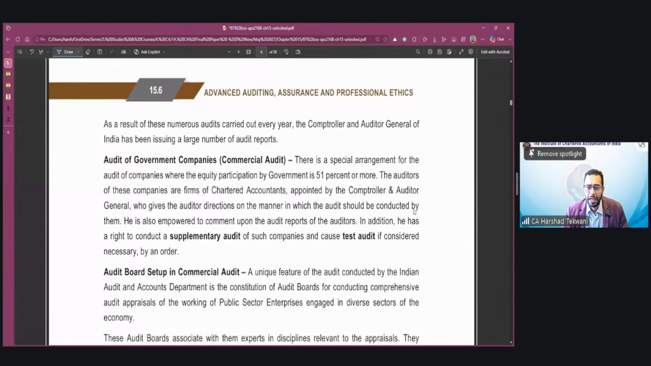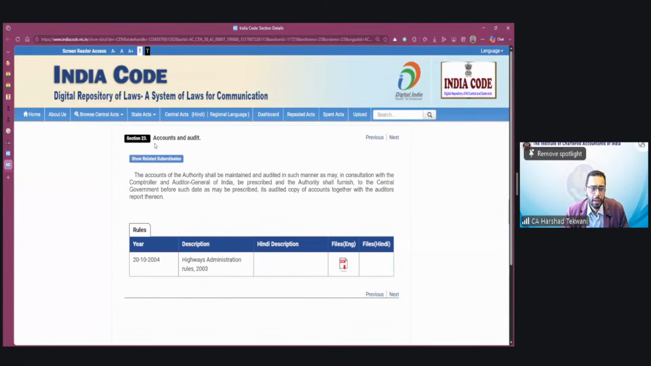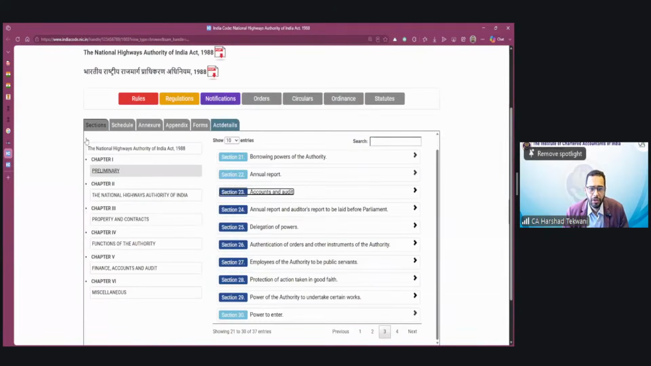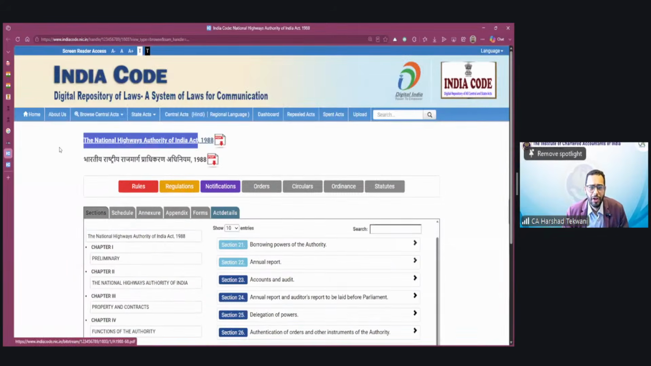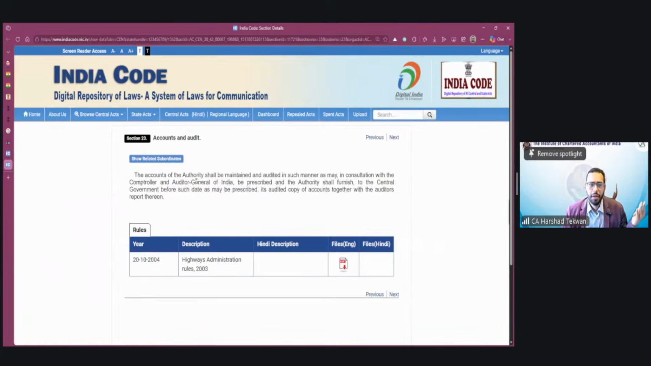I'll just show you something with respect to the NHAI, as you have discussed it. Now, this is section 23 of the NHAI Act, the National Highways Authority of India Act 1988, because we took this example. Section 23 talks about the accounts of the authority, which shall be maintained and audited in such manner in consultation with the CAG.